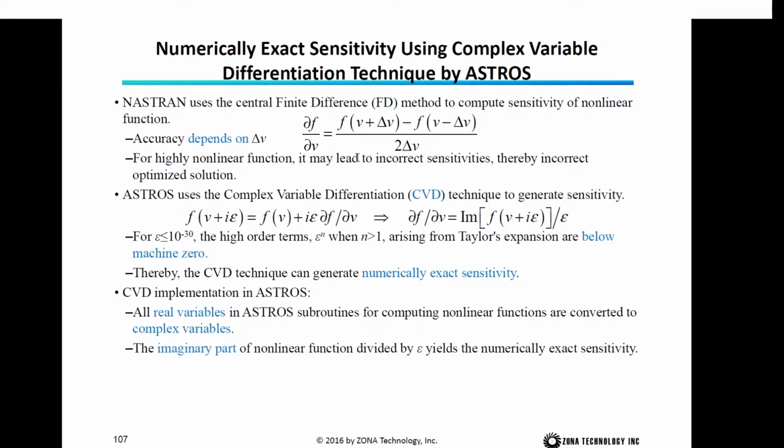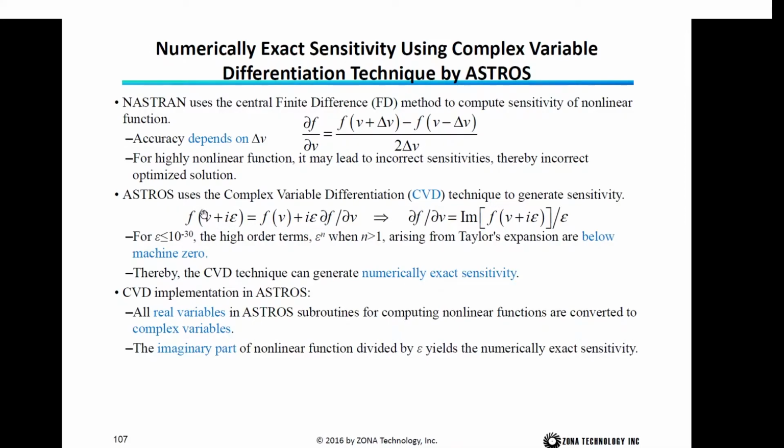We all know the finite difference method accuracy depends on the size of the delta v. For a highly nonlinear function, it may lead to incorrect sensitivities, thereby an incorrect optimization solution. ASTROS uses the complex variable differentiation, we call CVD, technique to generate the sensitivity.